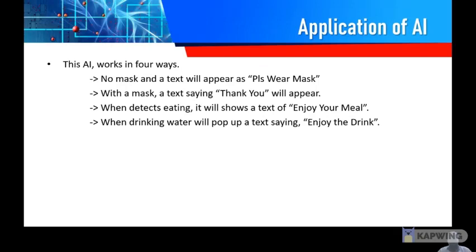The application of the artificial intelligence today we have used in four ways. The first one, with no mask, will show please wear a mask. The second will show a person with a mask, where it will show thank you for wearing the mask as an appreciation. Then another person who is not wearing a mask and eating, and at that moment it will show enjoy your meal. And the last one, people drinking water without a mask, and it will pop up enjoy the drink. So we'll know what the person is doing.